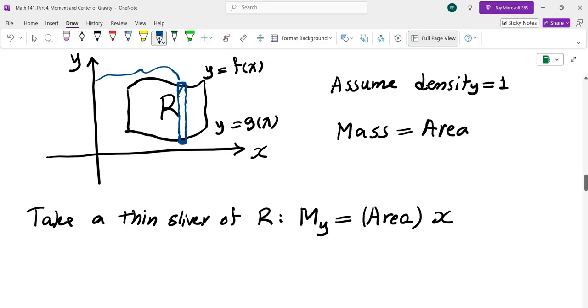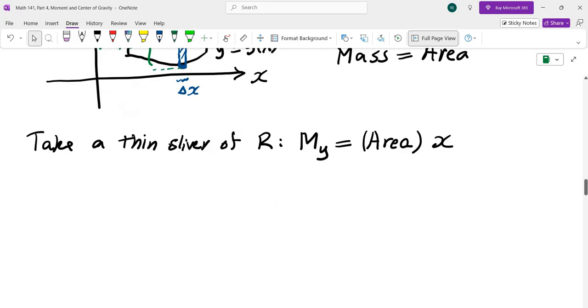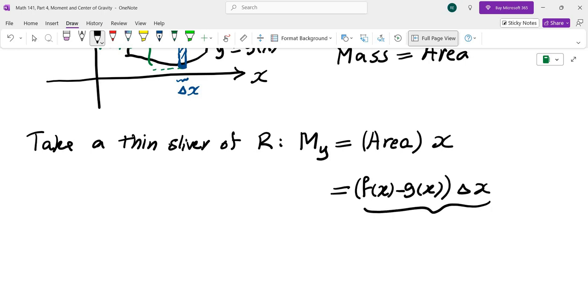Area of this is base times height. Base of this is delta x, and height is this length right here, which is f of x minus g of x. So this would be our height. So this would be f of x minus g of x times delta x. So that's area times delta x.